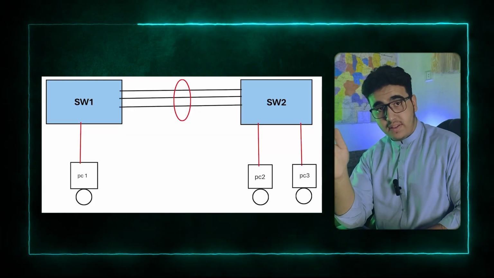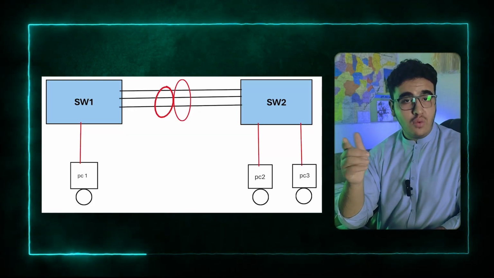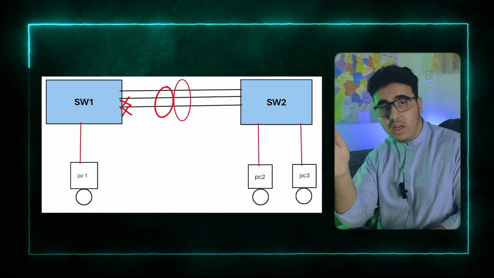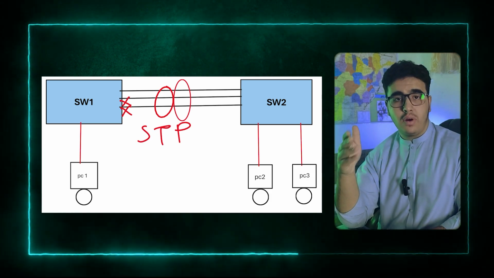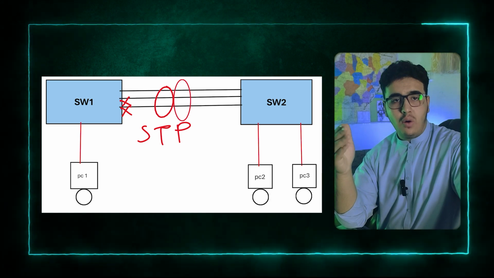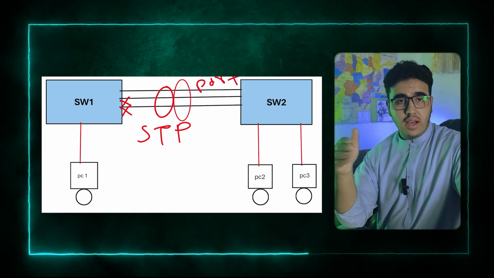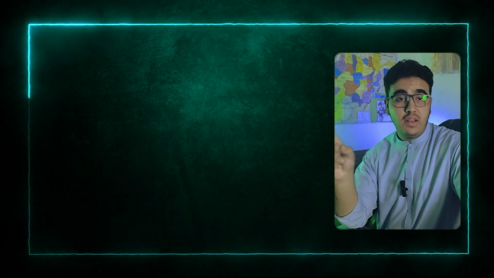EtherChannel provides redundancy. The loss of a physical link won't affect our EtherChannel, and we don't need STP recalculation because our port went down. If one link in our EtherChannel is up, STP will look at it as an EtherChannel or a port channel, and will not think of it as one individual link.